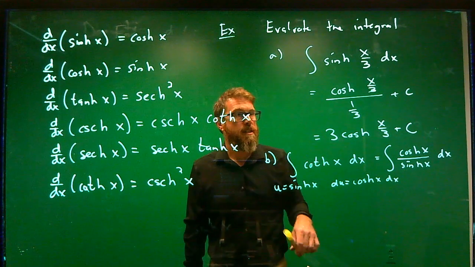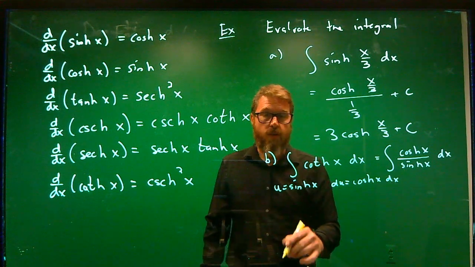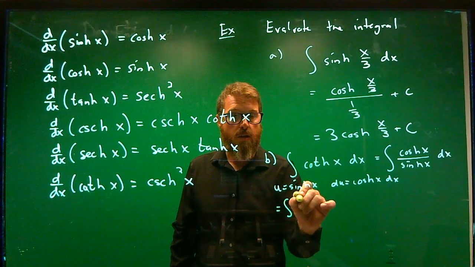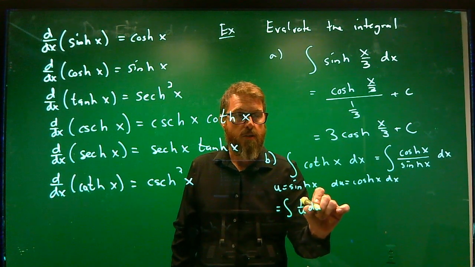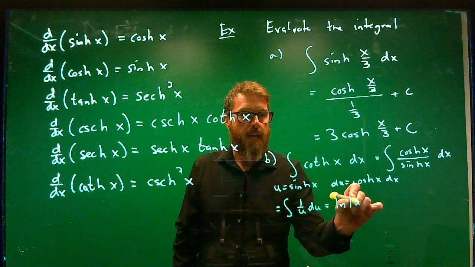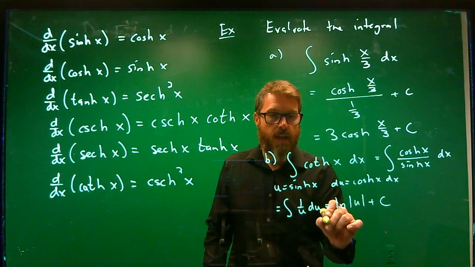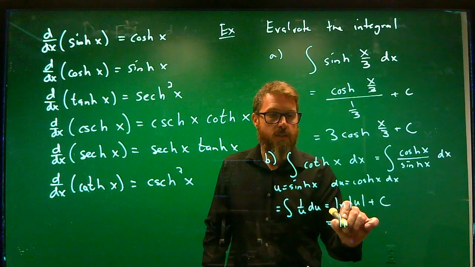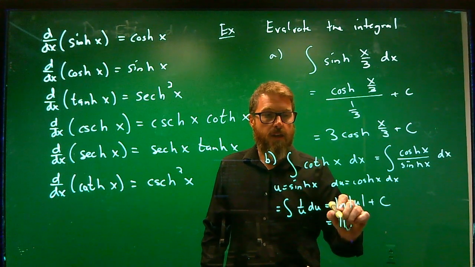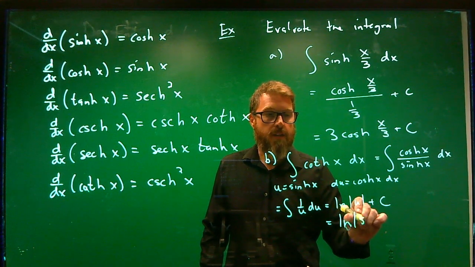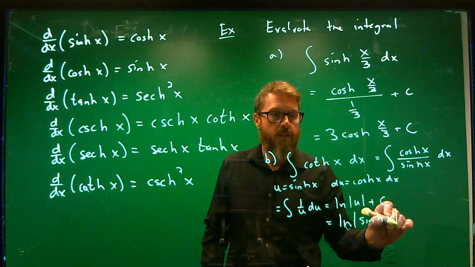So this thing ends up being really just the integral of 1 over u du, which is the natural log of the absolute value of u plus c, where u is going to be equal to that hyperbolic sine. So this is the natural log of the absolute value of hyperbolic sine of x plus c.